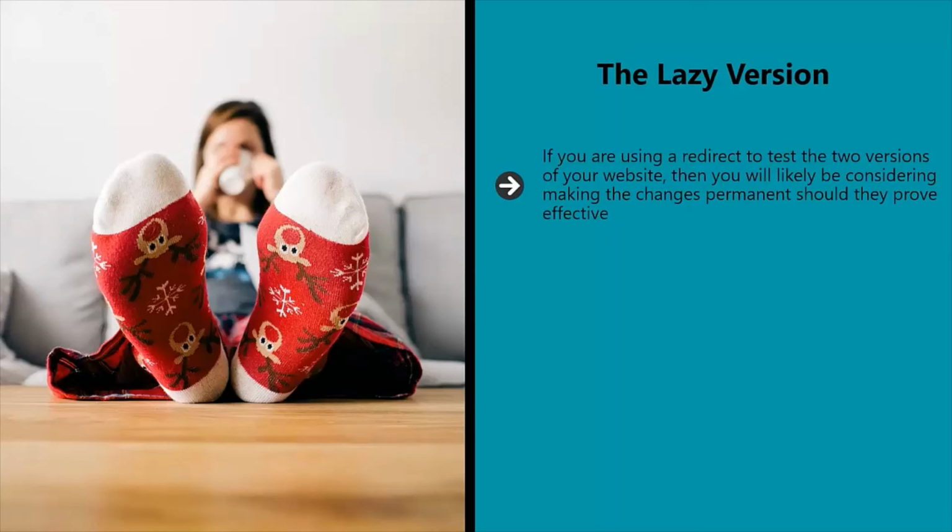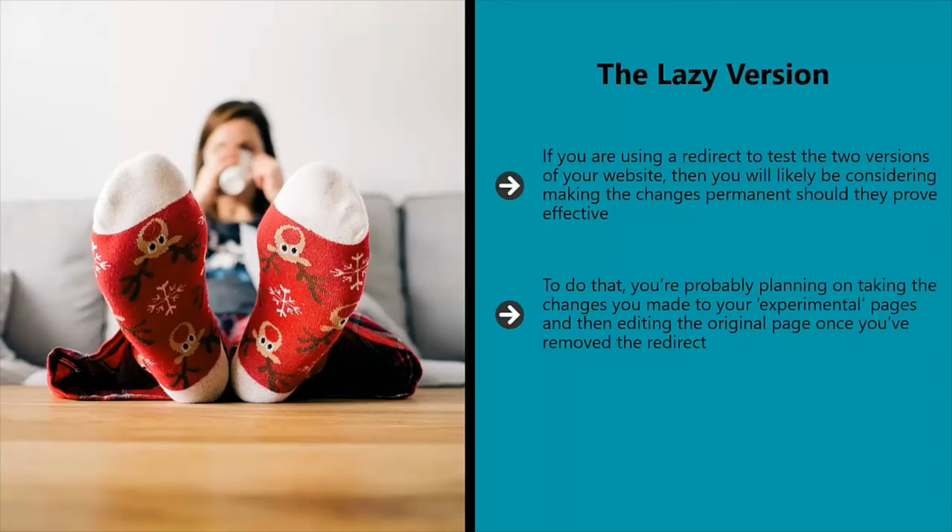If you are using a redirect to test the two versions of your website, then you will likely be considering making the changes permanent should they prove effective. To do that, you're probably planning on taking the changes you made to your experimental pages and then editing the original page once you've removed the redirect. There is another way, though, which may be quicker. This is to take the edited version and simply make the redirect permanent.